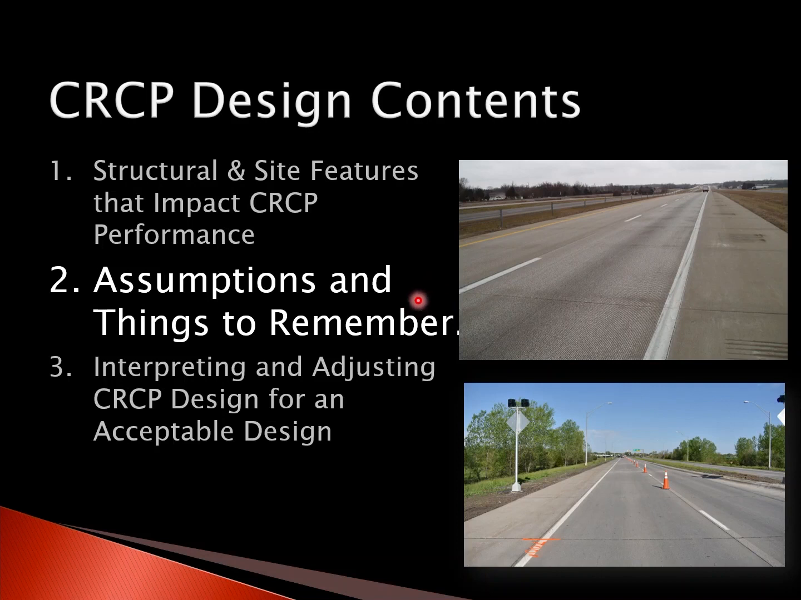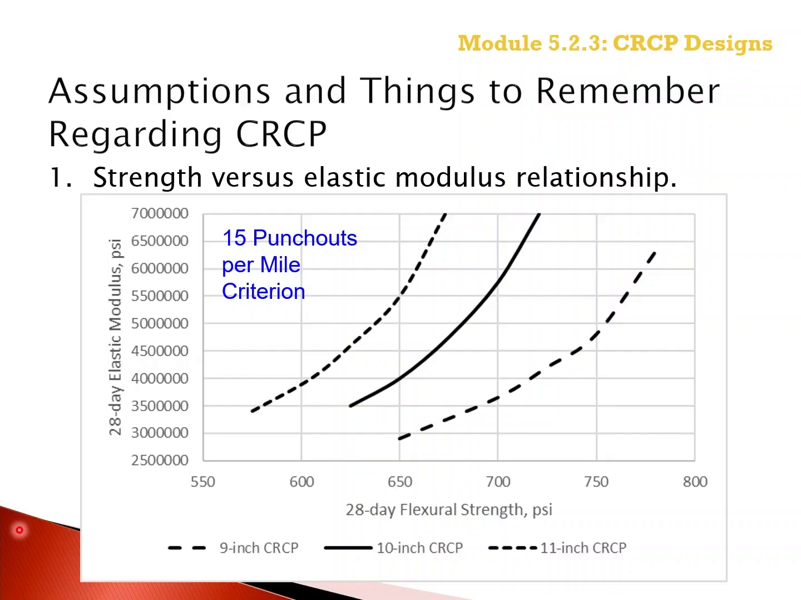Okay, in this next section, we're going to discuss some of the important assumptions and things we should remember when designing CRCP. And some of our things to remember and our assumptions are identical to what we've previously discussed for jointed plain concrete pavements. So two important variables that have a significant impact on the concrete layer thickness is the relationship between strength, either flexural or compressive strength, and the elastic modulus.